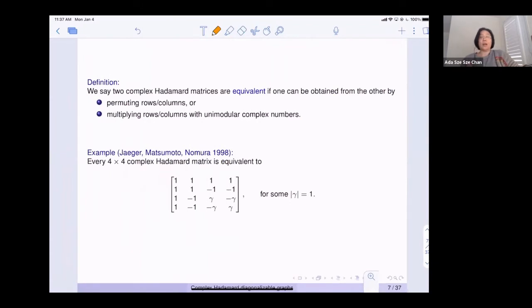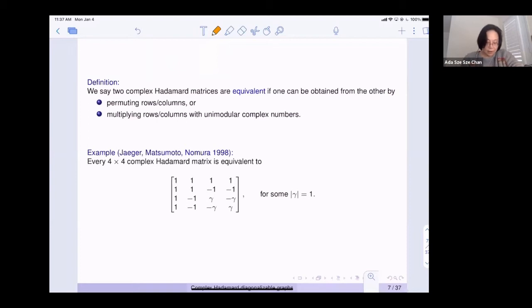Now, if I give you a complex Hadamard matrix, then I can form a new one by, say, just permuting rows and columns of my complex Hadamard matrix. Or I can scale some rows and scale some columns using a scalar with absolute value 1. And after performing this operation, I would have a new complex Hadamard matrix. But then we consider these two complex Hadamard matrices equivalent. We think of them as almost like the same.